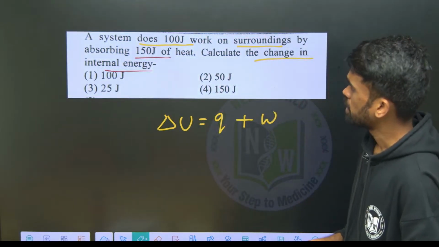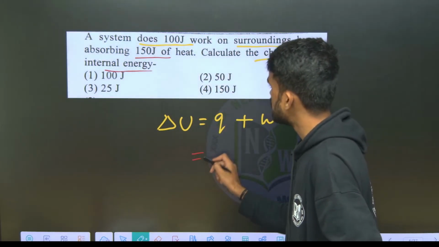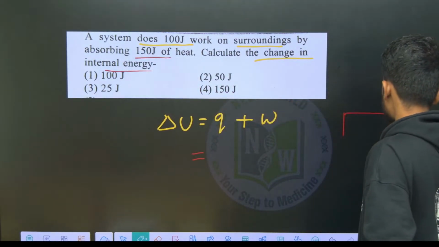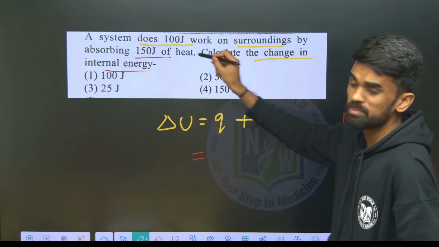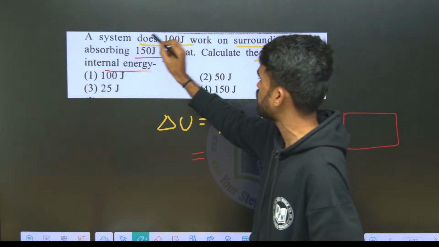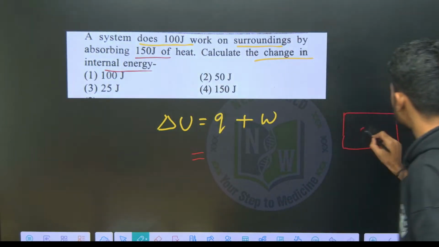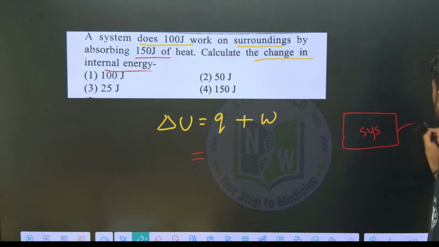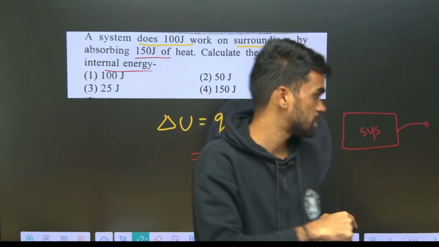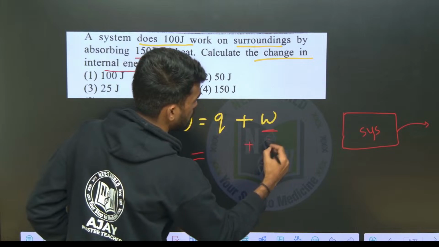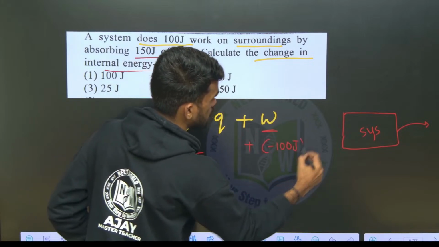So now what they are saying here, to the system, try to understand this: the terms or the symbols, the signs, are very important here. The system does 100 joules of work, so work is released, I mean work done by the system, which means W should be negative. That value should be taken as minus 100 joules.